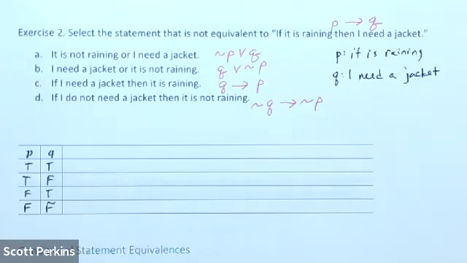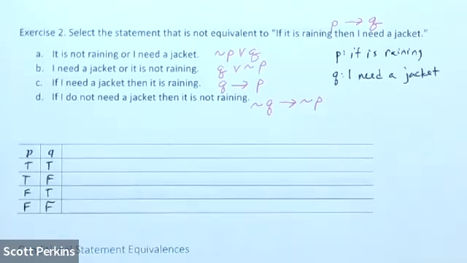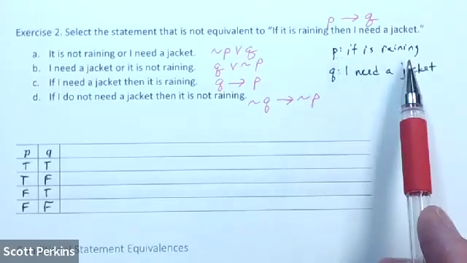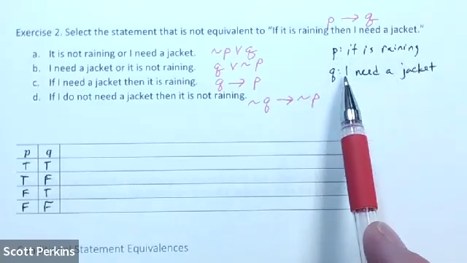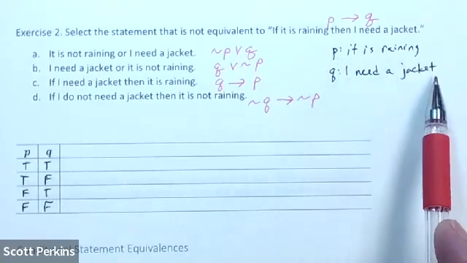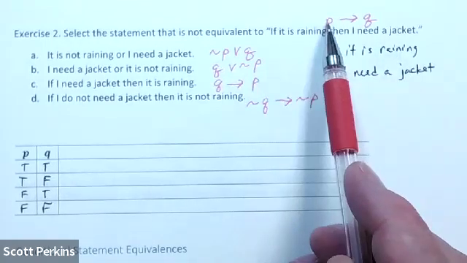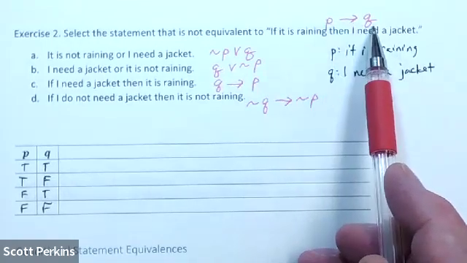All right, I'm gonna get started on this. Hopefully you've got a healthy bit of it done. Maybe you're not done because it is a longish problem. So I've defined the simple statement P to be it is raining. I've defined the simple statement Q to be I need a jacket. So what that means is my original statement, if it is raining, then I need a jacket, is if P arrow Q. That's the first statement.